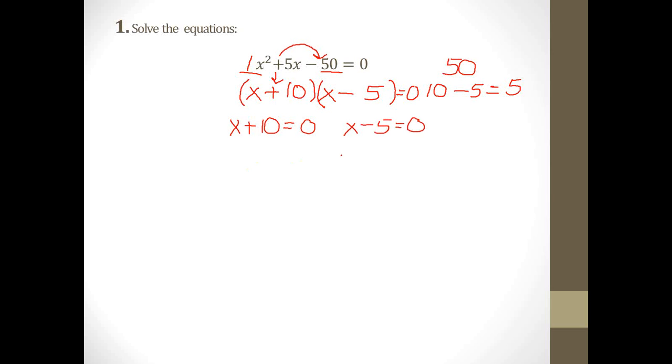We are solving on both sides for x, so let's start with the left side. Subtract 10 and be careful with the signs. Subtract 10 from both sides. This side it's gone away, and 0 minus 10 leaves us with just negative 10. Then on the right side, to get x by itself, we would add 5 to both sides.